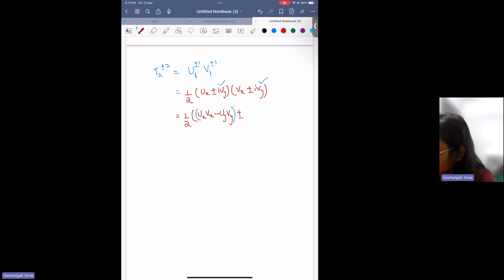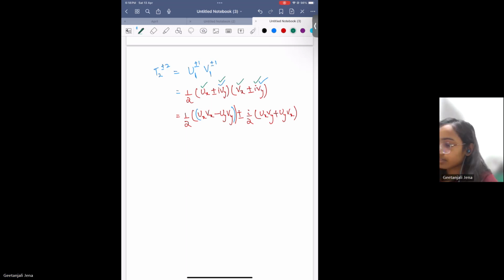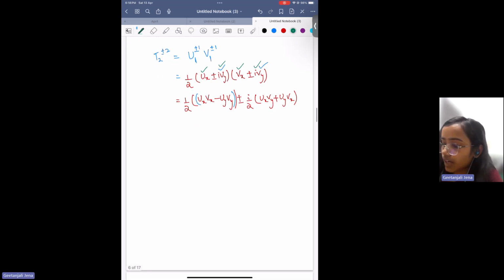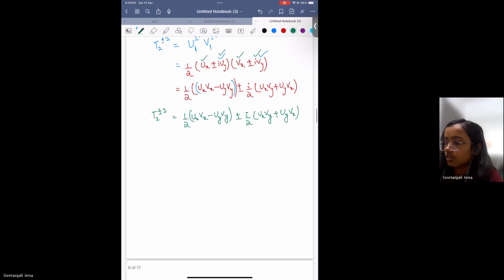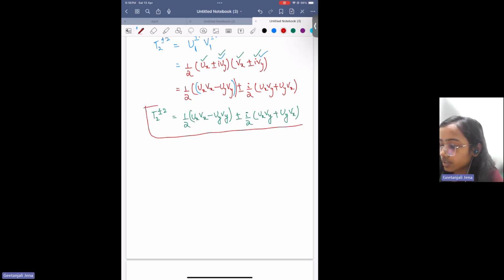So you will get this term plus there is an I term, which will be plus or minus I by 2 ux vy plus uy vx. So these two terms you will get by taking ux and ivy, and another one is iuy and vx. So this is the final expression for t2 plus or minus 2, which is half ux vx minus uy vy plus or minus I by 2 ux vy plus uy vx. So this is for t2 plus or minus 2.